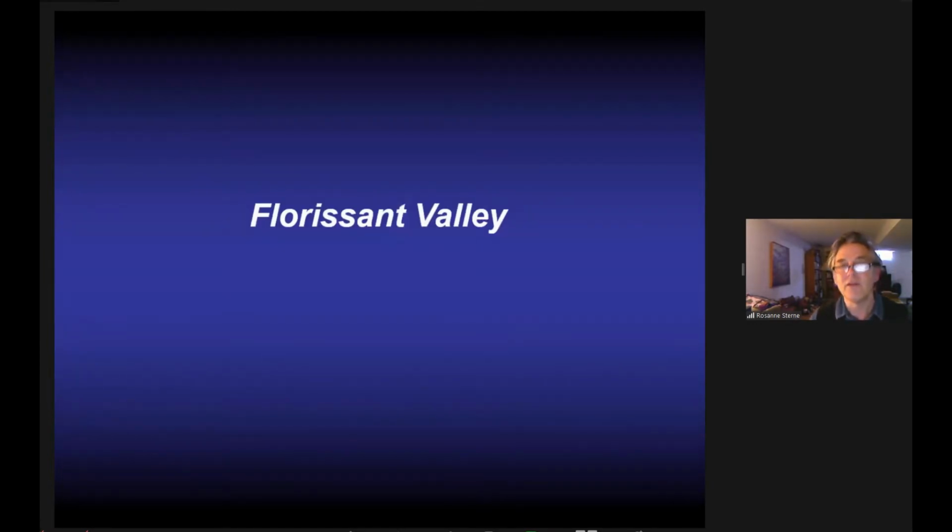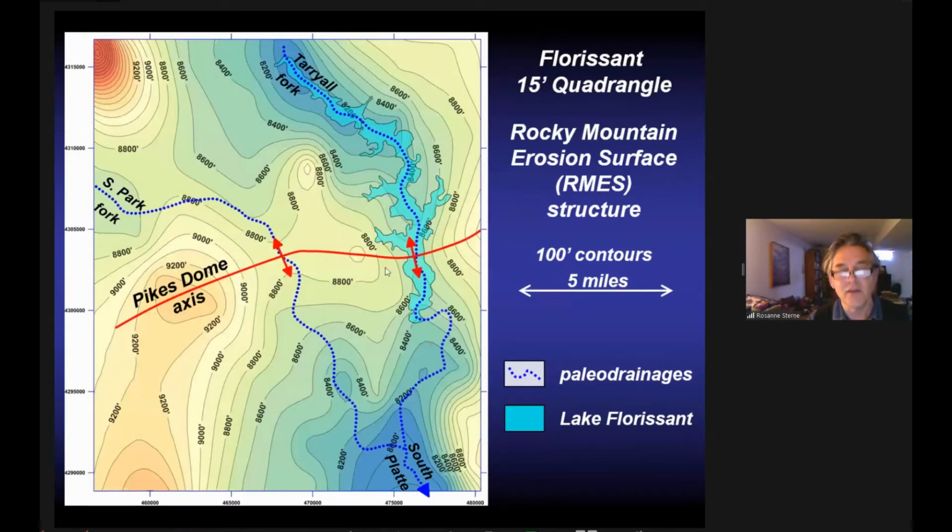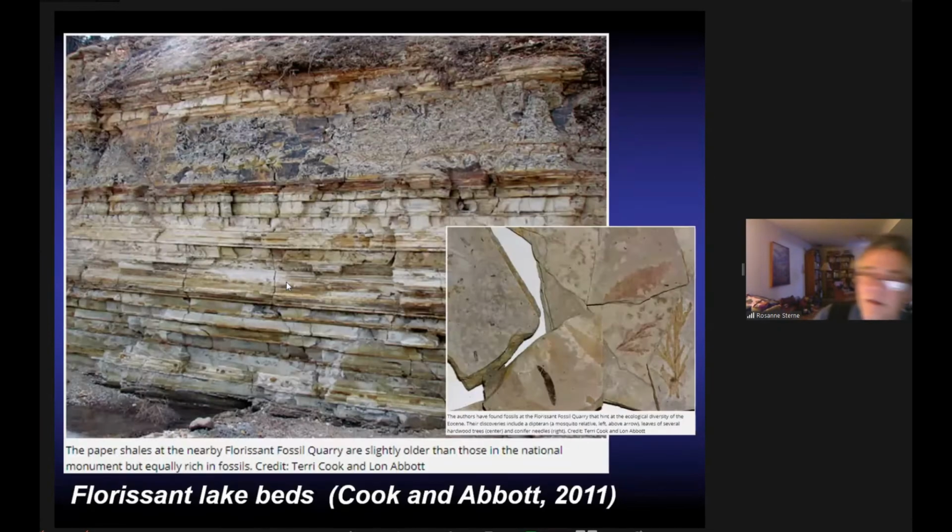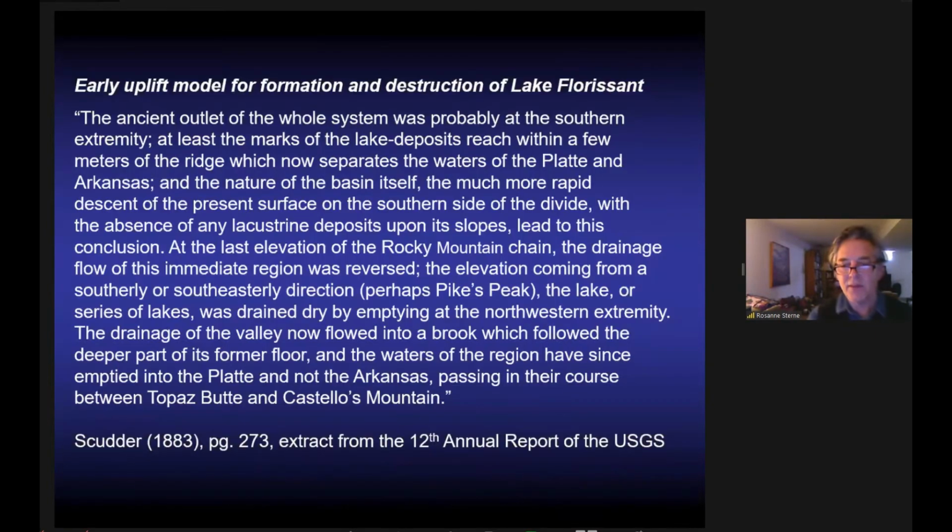So in the Florescent Valley, we get lake deposits formed. These are deposited at 34 million years ago, so we're talking about the Upper Eocene. You all know about the beautifully preserved fossils within the lake beds, and then interlayering of volcanic tuff and things like that.